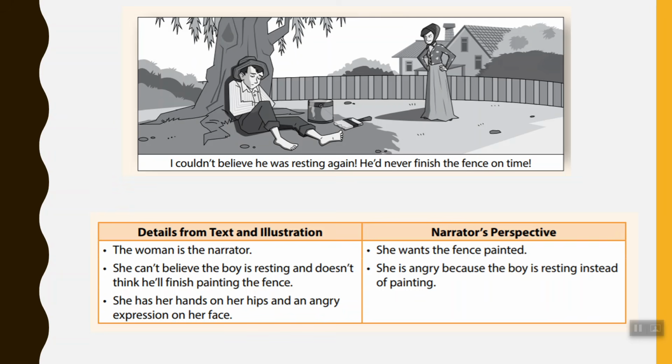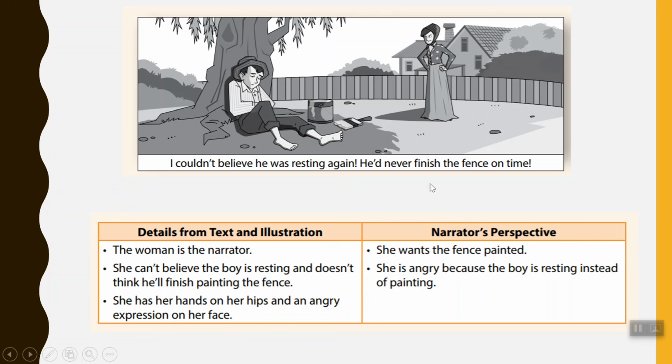Authors sometimes choose to tell a story from a first-person point of view so that the reader can get in the mind of the narrator and know his or her thoughts and feelings. Imagine how this story would be different if it were narrated by the boy, not the woman. Consider how the story would be told differently.